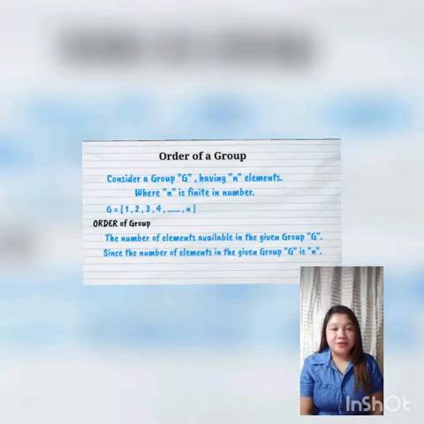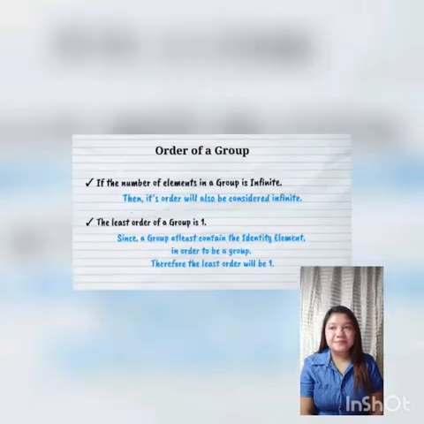Now, we define order of a group: the number of elements available in the given group. Since the number of elements in the given group G is n, the order of this group is n. If the number of elements in a group is infinite, then its order will also be considered infinite.